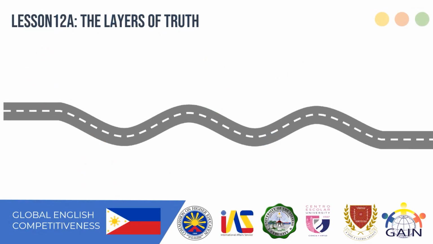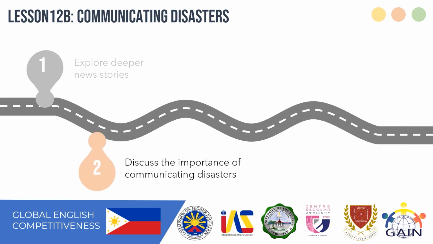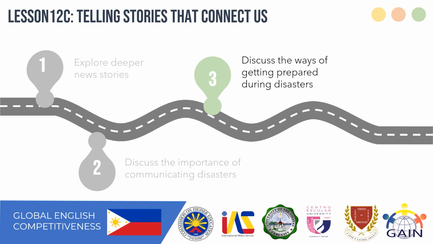As you can remember, we have already covered our first 2 can-do objectives. You have already explored deeper news stories. In the previous lesson, you have already discussed the importance of communicating disasters. And now, let's move on to our third can-do objective, to discuss the ways of getting prepared during disasters.